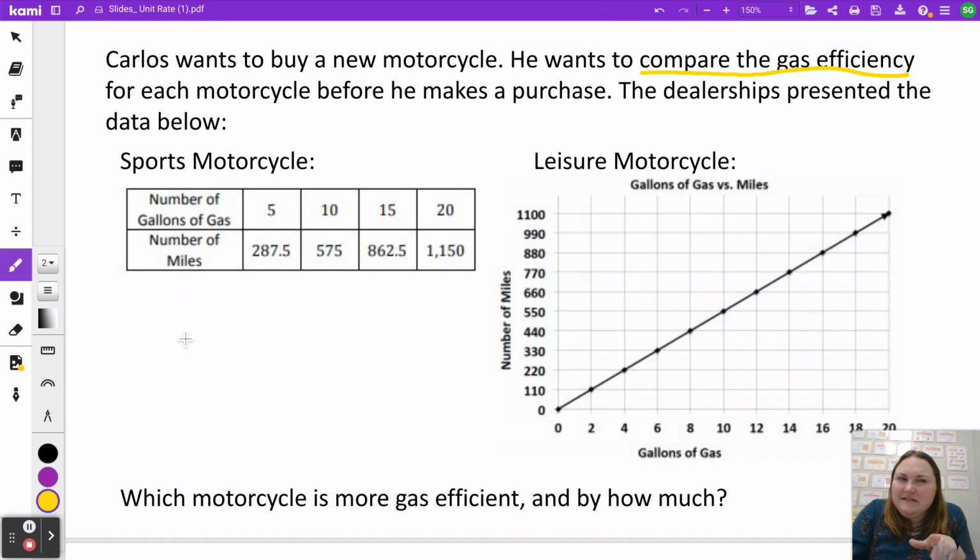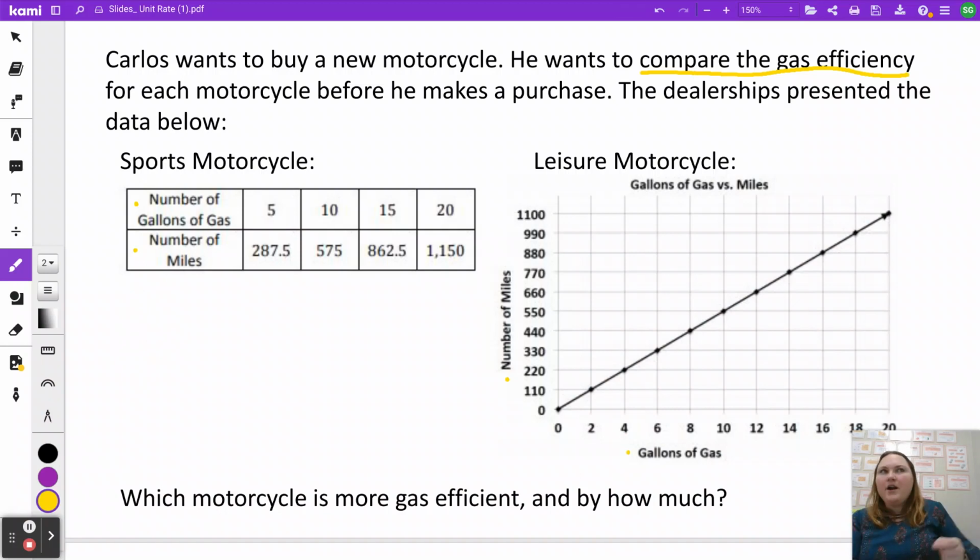Gas efficiency. Well, efficient is when you're using something responsibly or not using a lot of it. Gas efficiency is all about saving gas, right? If you are buying a car or a motorcycle or any vehicle, it benefits us if that vehicle or car or motorcycle doesn't need a lot of gas to go really far. Gas efficiency is all about these two things. It's the two things I see in the table and on the graph. It's all about how many gallons of gas you use and how many miles you go.